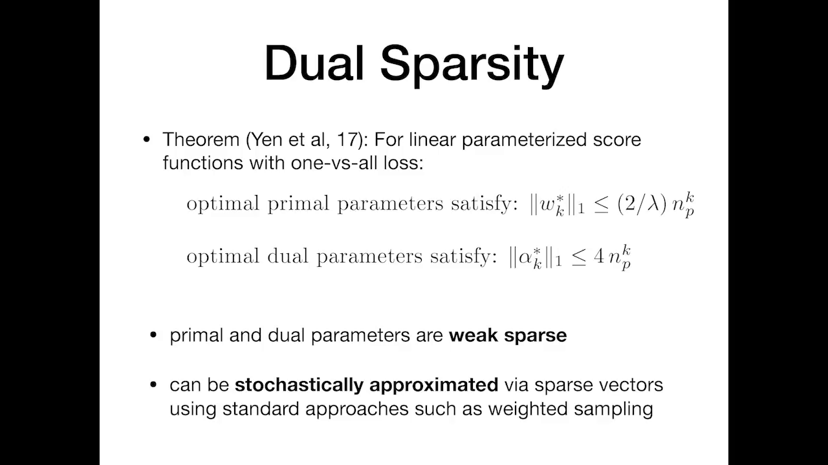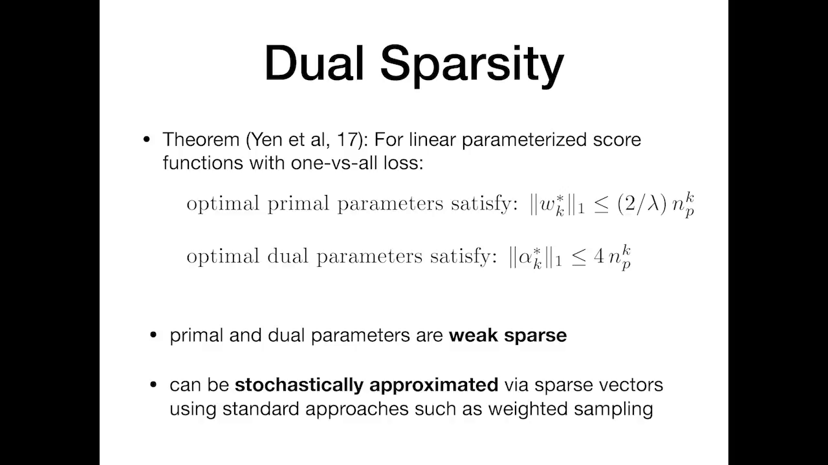Okay? So the upshot is that the reason I brought these up is that you can show that you do not have hard sparsity, but you have weak sparsity, which is that the optimal primal and dual parameters, their L1 norm is bounded by the average number of positive samples per class. Okay, this NP. You can get an even finer result where the optimal primal parameters for class K, you can bound it by the number of positive samples for class K. So you can be even finer grained.